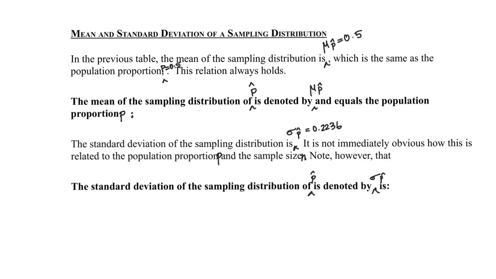Let me explain the mean and standard deviation of the sampling distribution. Again, in the previous table, the mean of the sampling distribution is mu P cap equal 0.5, which is the same as the population proportion P equal 0.5. This relation always holds. That means the mean of the sampling distribution of P cap is denoted by mu P cap and is equal to the population proportion P. So we can write mu P cap equal P.